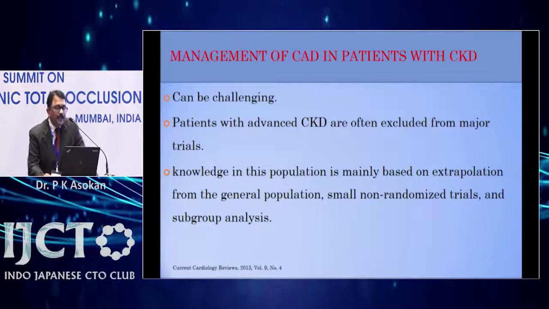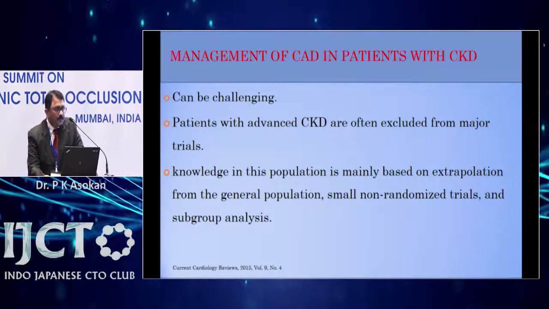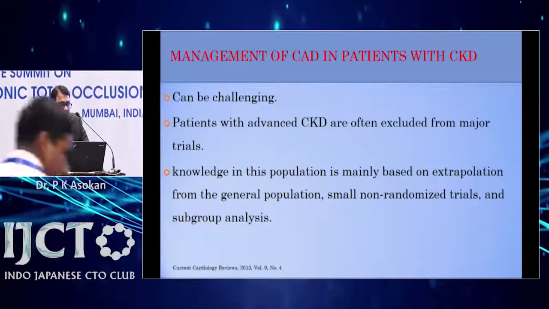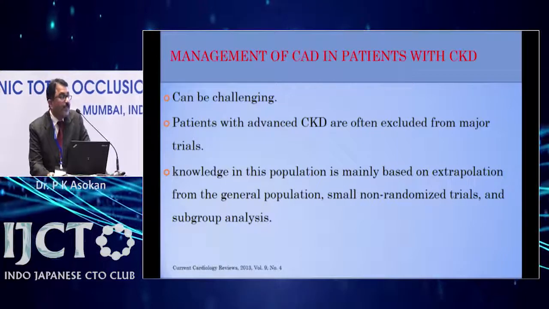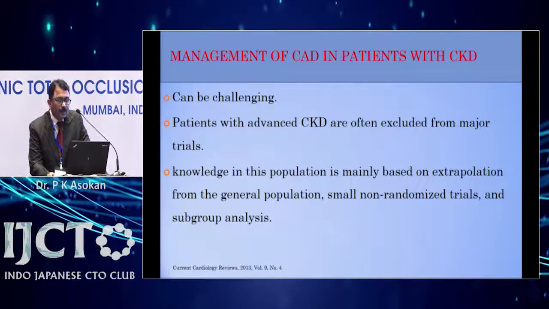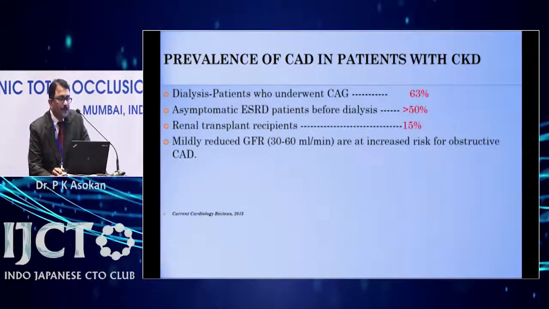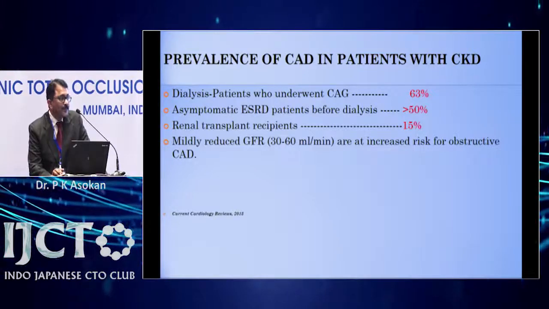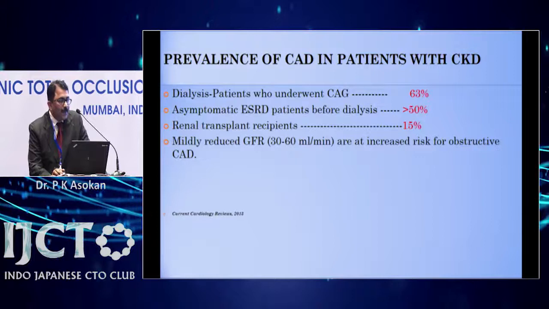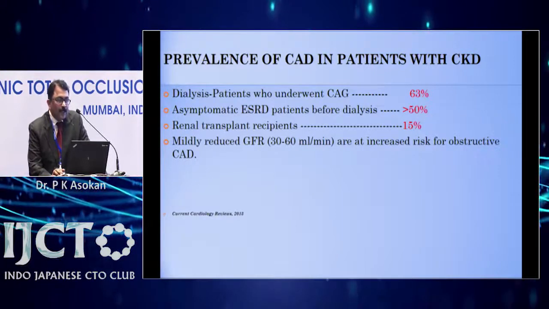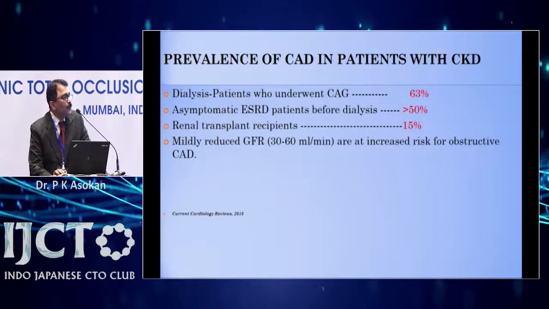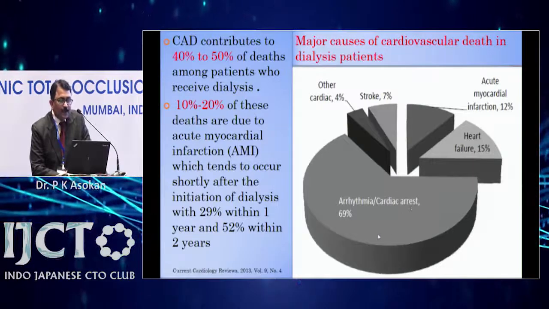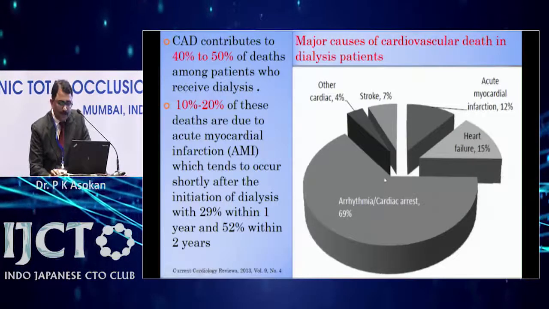Management of CAD in patients with CKD can be challenging. Patients with advanced CKD are often excluded from major trials. Knowledge in these populations is mainly based on extrapolation from the general population, small non-randomized trials and subgroup analysis. You know that its prevalence in dialysis patients is around 63%, and in asymptomatic end-stage renal disease is 50%. The most important thing is that patients with mildly reduced eGFR are at increased risk for obstructive CAD. You know that the mortality is mainly related to arrhythmias and cardiac arrest in hemodialysis patients.